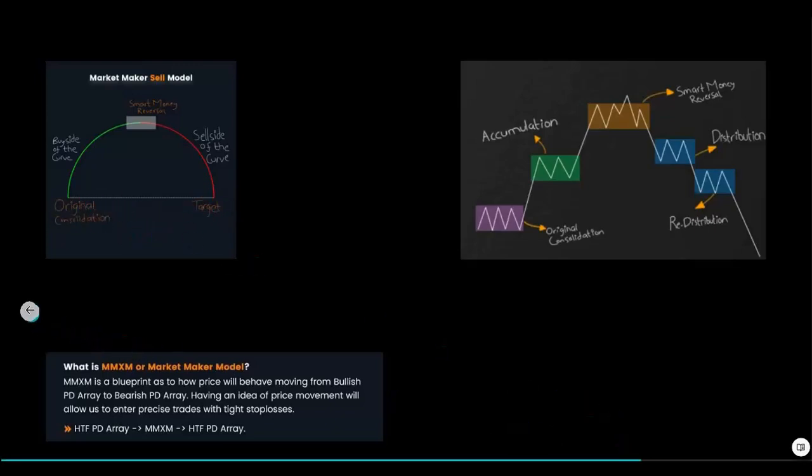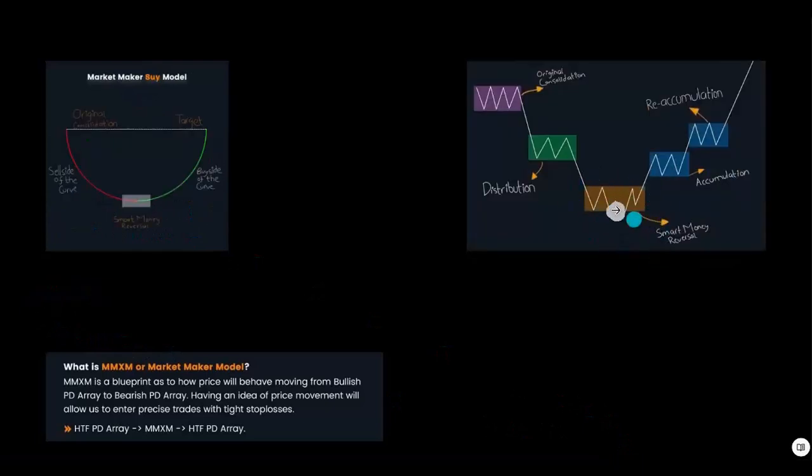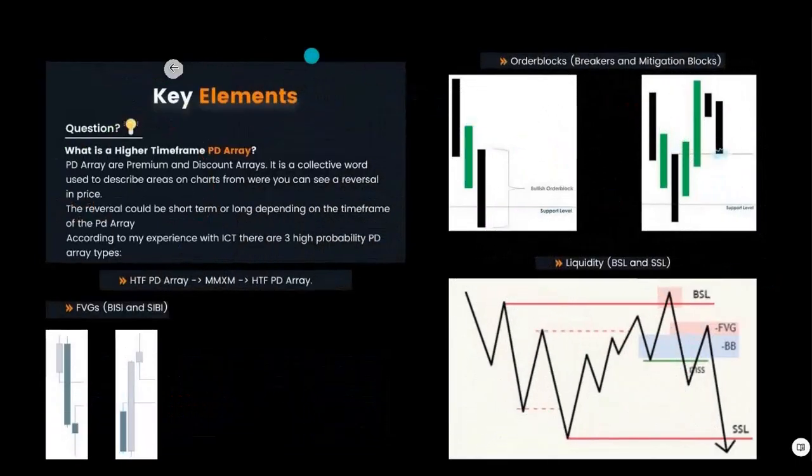And in a market maker buy model, we enter at the smart money reversal and exit at the consolidation point. If you're wondering what the consolidation, the distribution, the smart money reversal, and the accumulation stand for, I'll be explaining that in a bit. Enter at the bottom, enter at the top, and target the midpoint. Alright? The key elements.